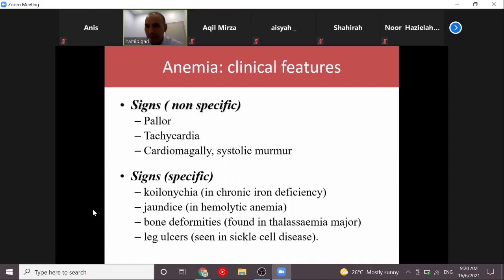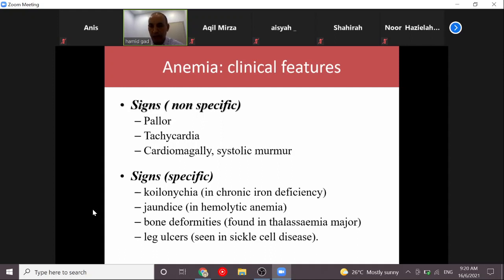There are specific symptoms or signs which can be seen in a specific type of anemia. For example, if the patient has iron deficiency anemia, iron is very important to produce the heme, which will be used to produce the hemoglobin. So if there is a decrease in iron, there is a decrease in hemoglobin synthesis. And this is the most common type of anemia, iron deficiency anemia.